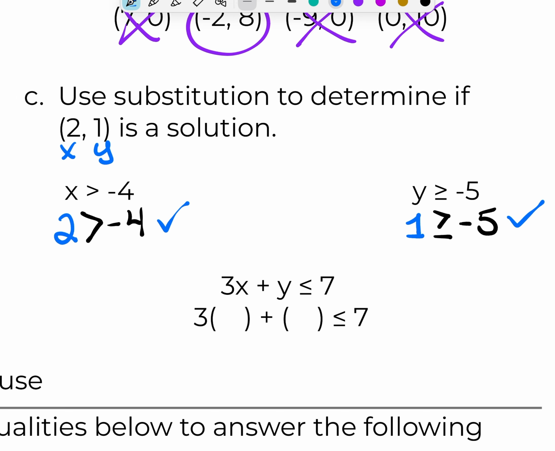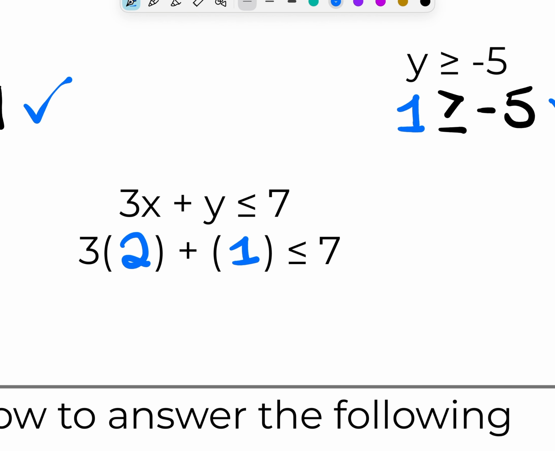Our last inequality, and you always want to go with the original, is in standard form. So we're going to plug in the x value of a 2 and the y value of a 1. And then to determine whether it's true or false, you're going to simplify left side and then simplify right side and then compare those two numbers. So 3 times 2 plus 1, you can do that in your head or type it in, and that is going to be a 7. And you have to decide, is 7 less than or equal to 7? Well, 7 is definitely not less than, but it is equal to 7, so this is true.